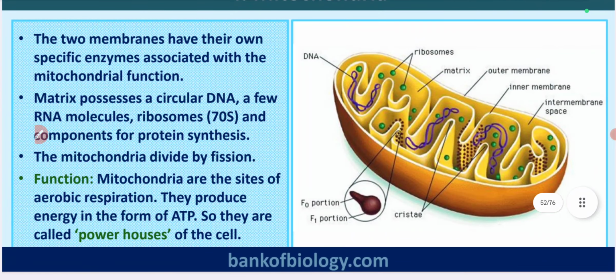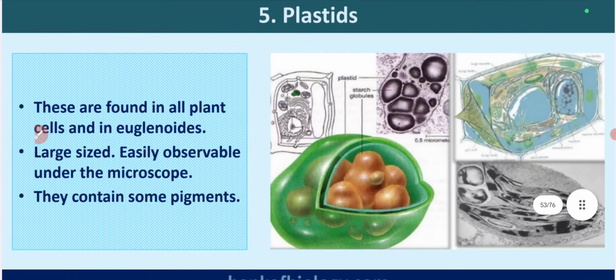Next, the two membranes have their own specific enzymes associated with the mitochondrial function. Matrix possesses a circular DNA, a few RNA molecules, ribosome 70S and compartments for protein synthesis. The mitochondria are divided by fission and the function of mitochondria, they are the site of aerobic respiration. They produce energy in the form of ATP. That's why they are called powerhouse of the cell.